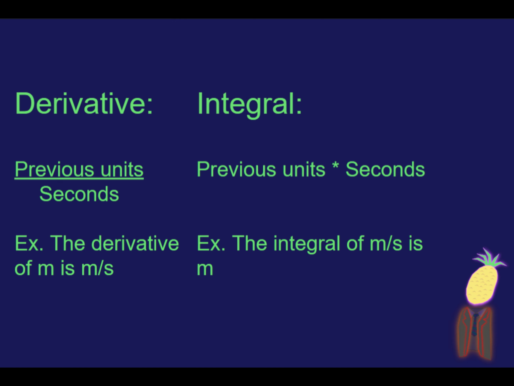So if you had meters per second, you would now have meters, as you could see with the integration of the velocity example. Or if you had the acceleration, integrating would yield the velocity, because meters per second squared times seconds is meters per second, which is velocity. Now back to the video.